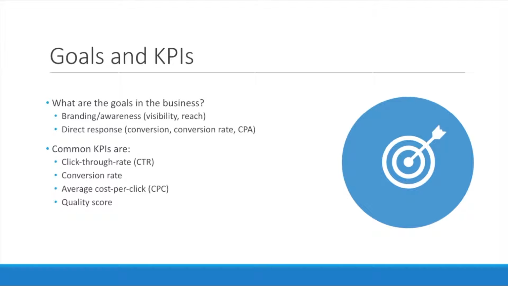Is it mainly brand awareness, or is it direct response, direct performance marketing, where you entice someone to get on your website and convert? For example, signing up for a newsletter, purchasing a product, downloading a white paper. Common KPIs are click-through rates, conversion rates, the amount of money you pay for a click, that's the cost per click, and the quality score. The quality score is something we'll go into in a little bit more detail later on.